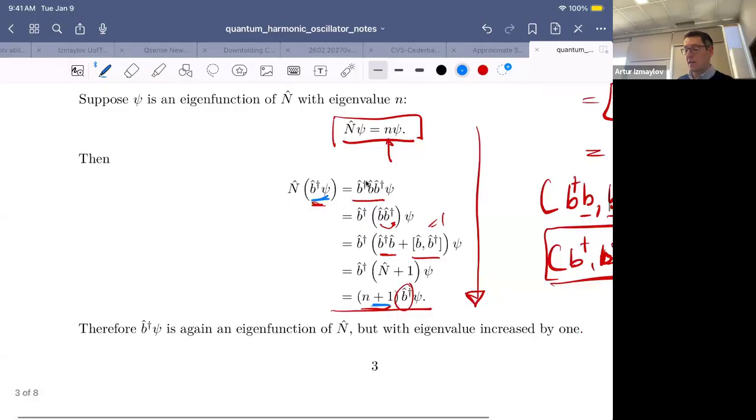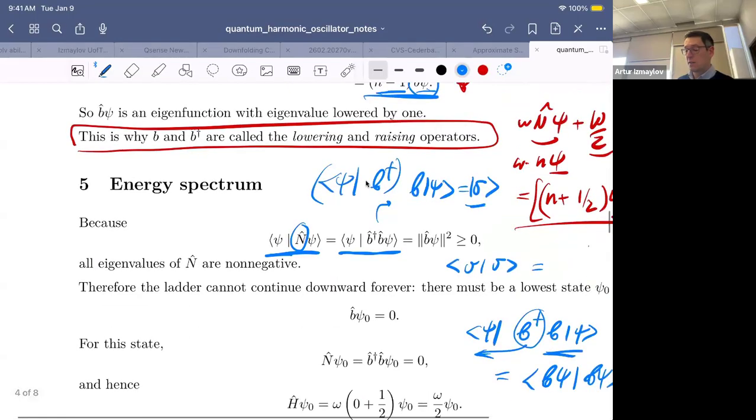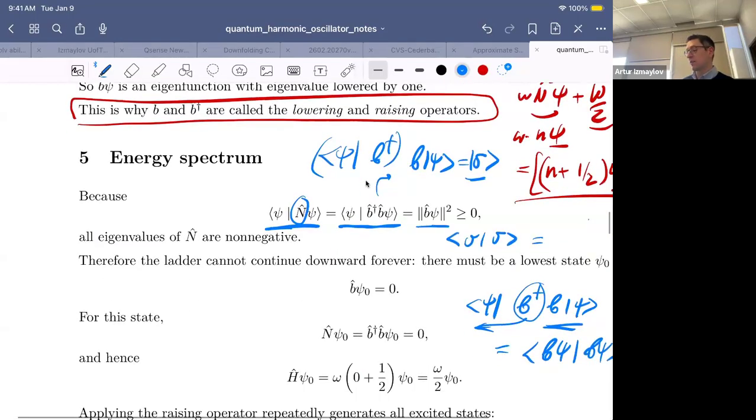So once you realize that, it's the length of the vector B applied to psi, and it's always positive because it's a square. Well, it's a square of the length, right? That's how we define length, as the inner product of a vector with itself. That's why it's always going to be positive, or 0.